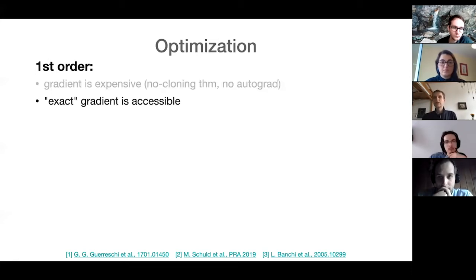But the good news is that the exact gradient is accessible. So the exact gradient of these quantum circuits can be computed, and exact in the following sense. If your loss function consists of an expectation value with respect to this output state of the parameterized quantum circuit, then in terms of these expectation values, you get the exact gradient.